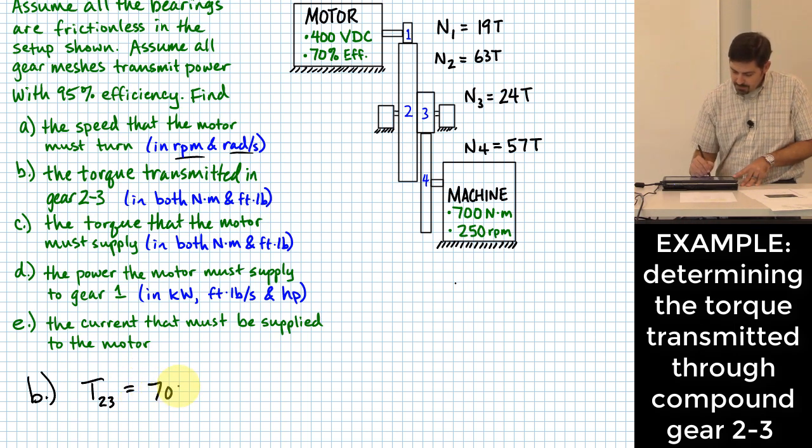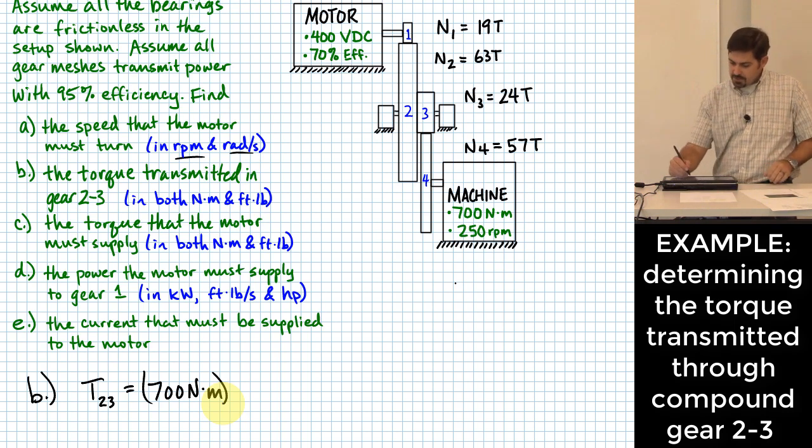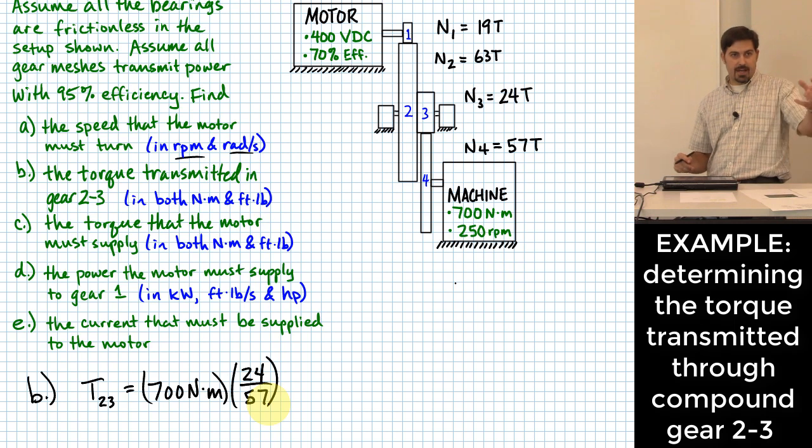700 Newton meters times what? Bigger gear, more torque; smaller gear, faster. So that means smaller gear, less torque. Is there more torque in 3 or more torque in 4? That means we better be multiplying this by 24 over 57. That'll make it be less torque going to that next piece, which makes intuitive sense. But I'm missing something.